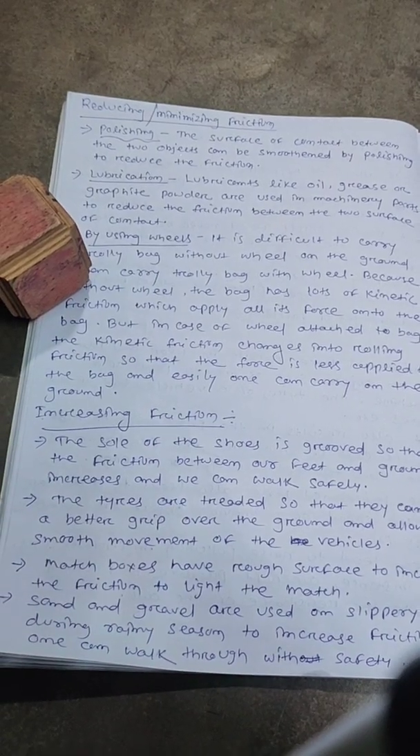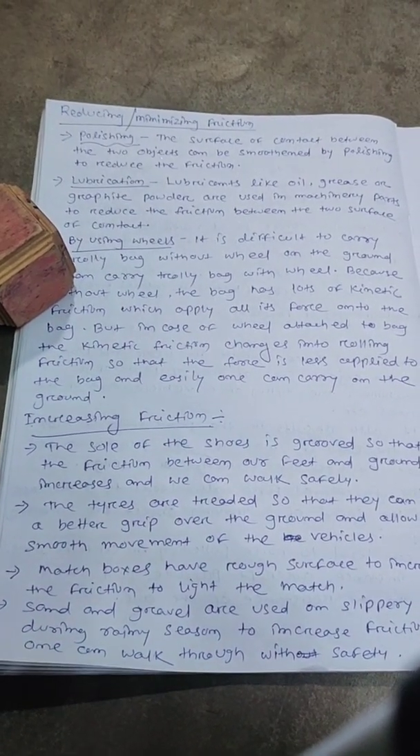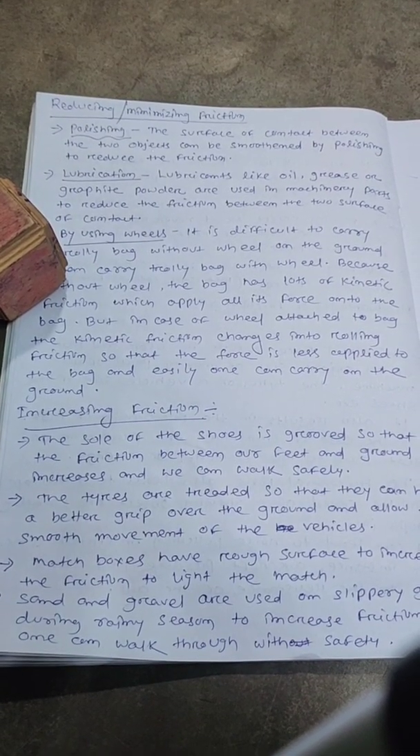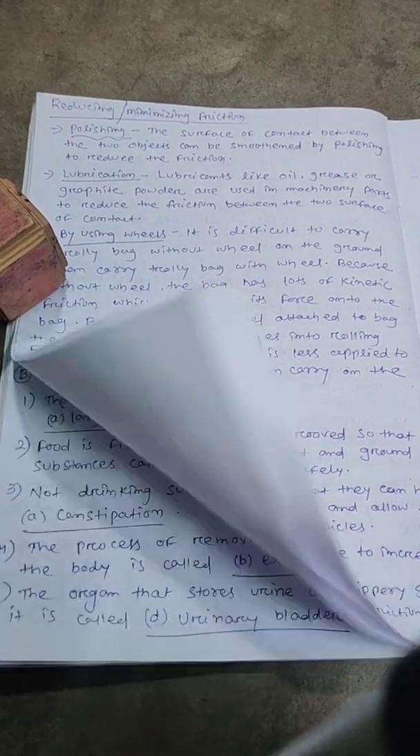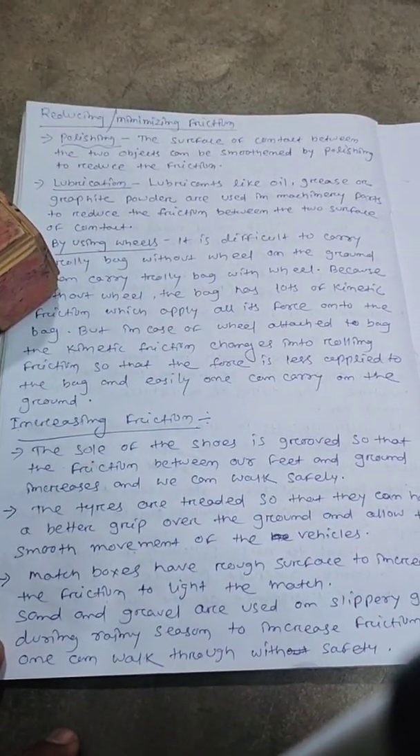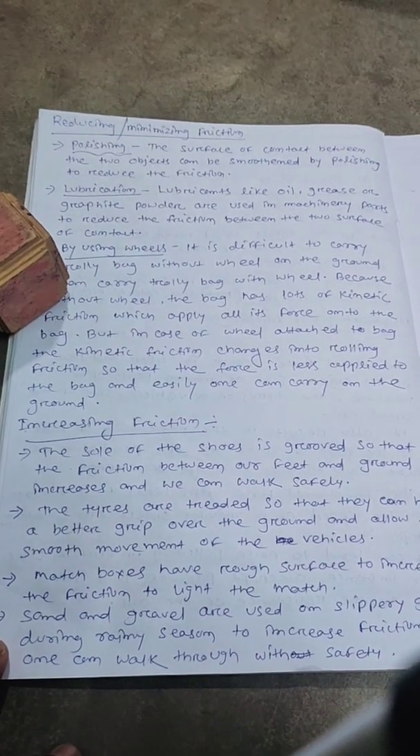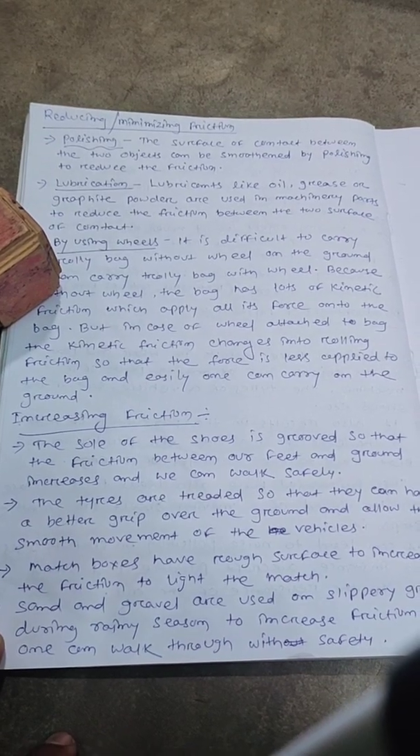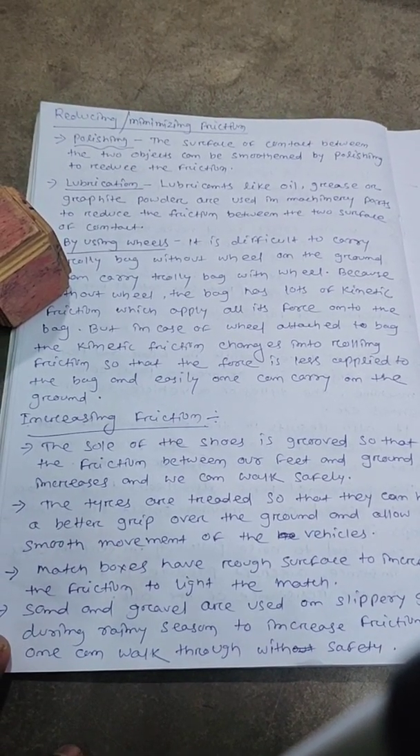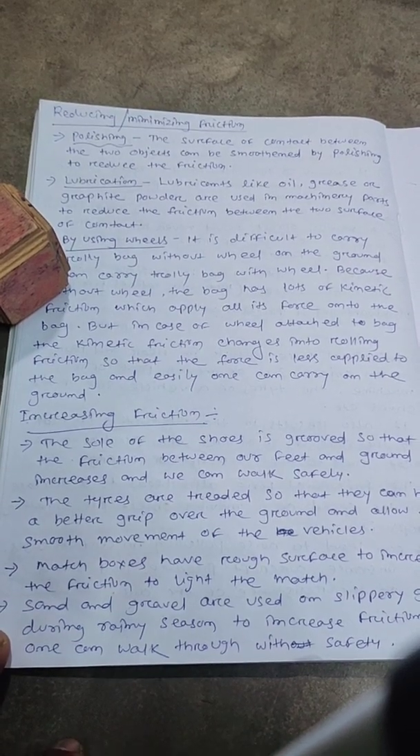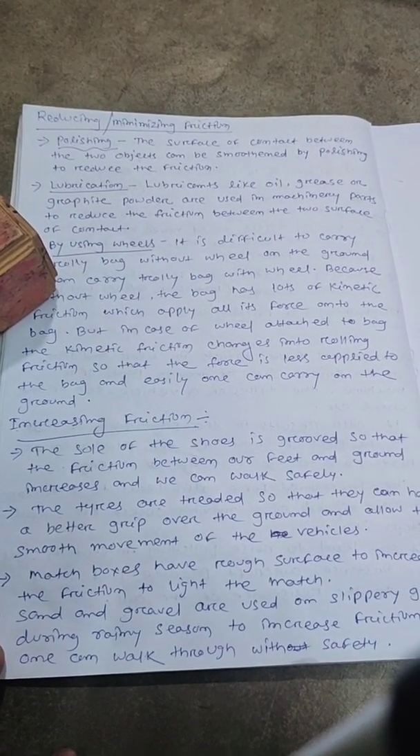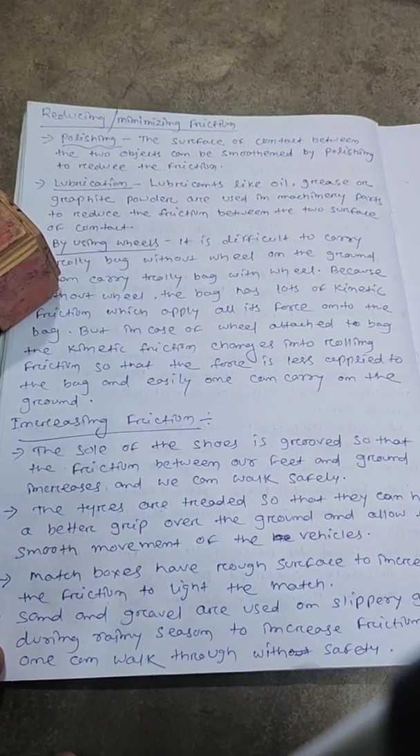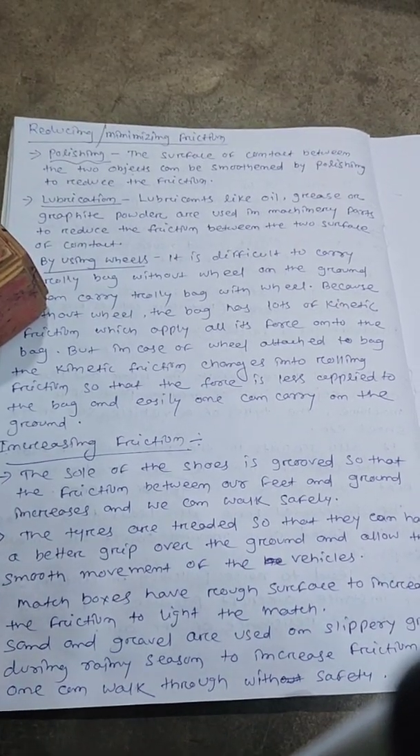And final is that sand and gravel are used. We know in village areas or on some damaged roads during rainy seasons, the roads become muddy. So sand and gravel are used on slippery grounds or roads during rainy seasons to increase friction so that one can walk easily and safely. Now your friction part is over.